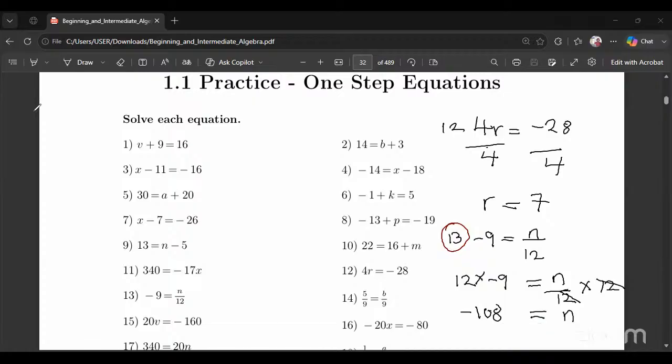So I'll move on to question 14. And so question 14, we have 5 all over 9 is equal to b all over 9. This is quite interesting. So we have the same denominator on both sides, and that signals a lot.